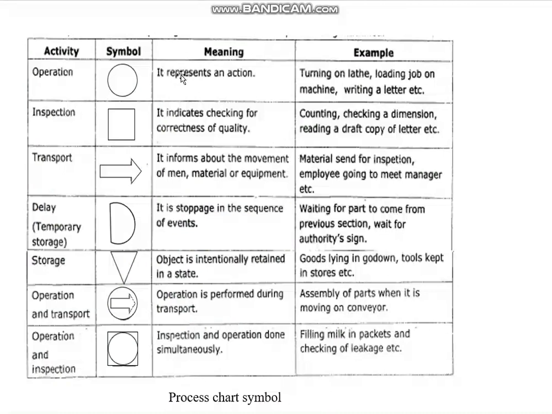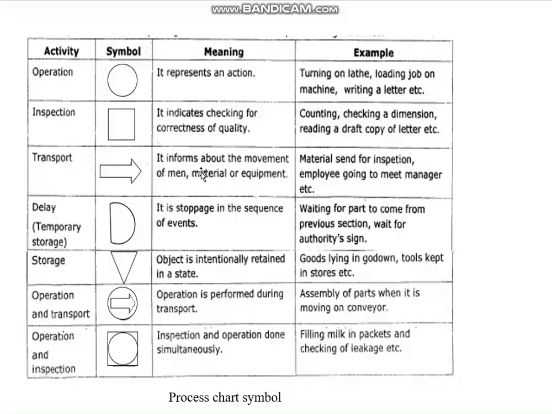Operation represents an action. Examples are turning on a lathe, loading a job on a machine, writing a letter, etc. These are all operations. Whereas inspection means checking for correctness of quality, like checking of the dimension, reading a draft copy of the letter. Typing or writing a letter is an operation, whereas the officer checking from the typist or steno whether everything has been written properly, any spelling or grammatical mistakes, that checking comes under inspection.